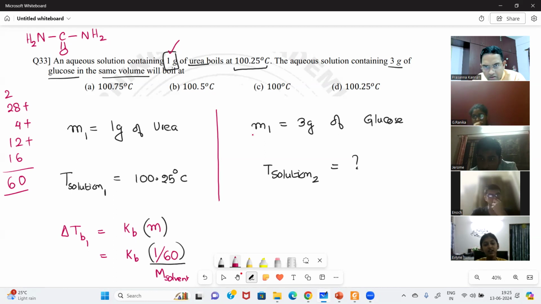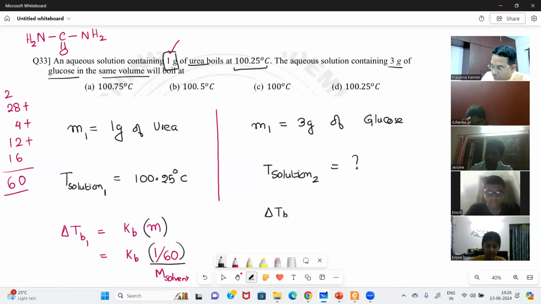Sir, here there's 1 gram of urea present, right? So can't we take the mass of solvent as 99, sir? See, you don't know, it is a 100 gram solution, right? It is not a percentage thing, right? So you wouldn't be able to say that it is 100 grams. Got it, Evelyn? Yes, sir.